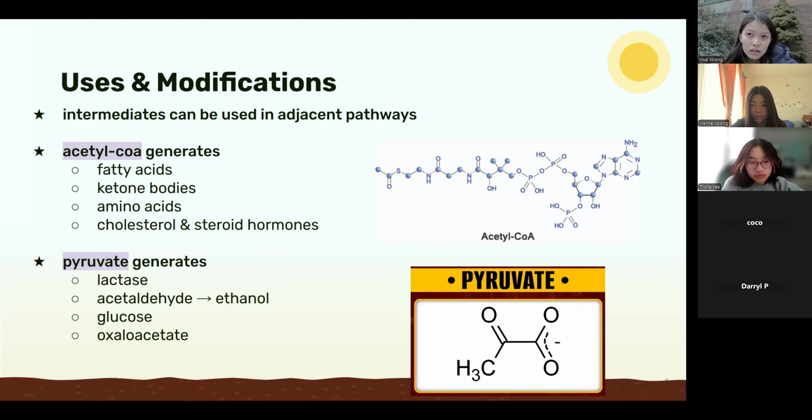And then pyruvate is modified into lactate for lactic acid fermentation, ethanol for alcoholic fermentation, glucose for glycolysis, gluconeogenesis, and oxaloacetate for the citric acid cycle and also gluconeogenesis.